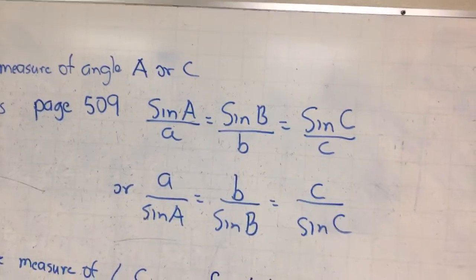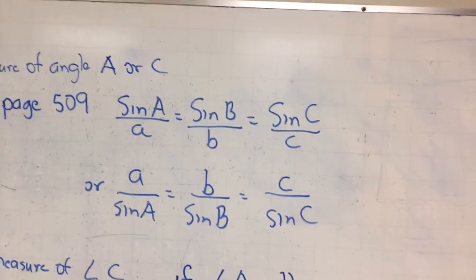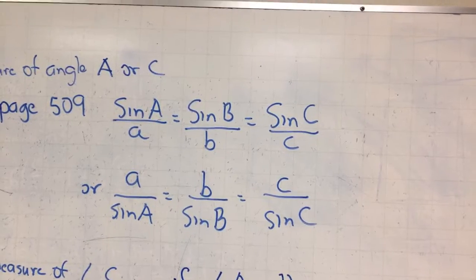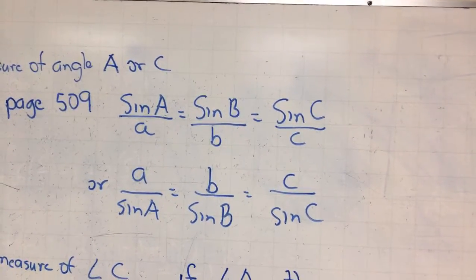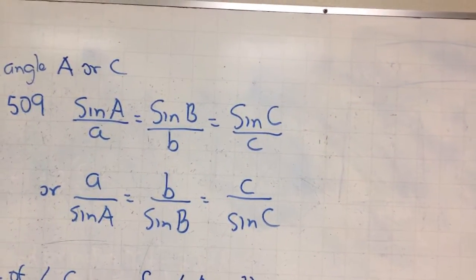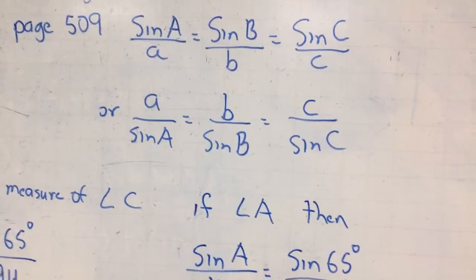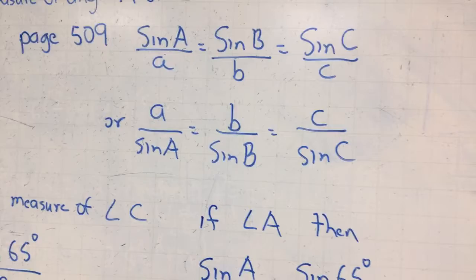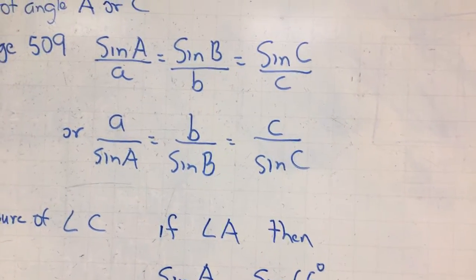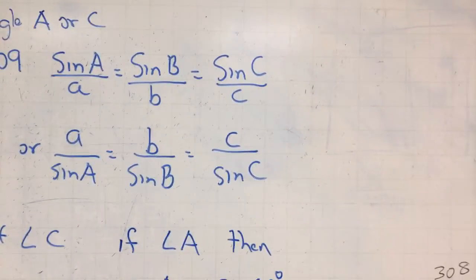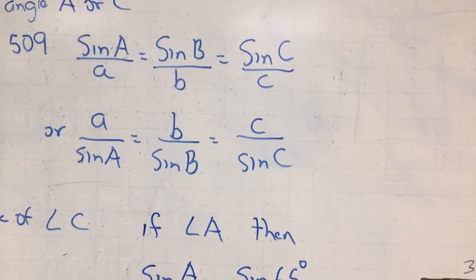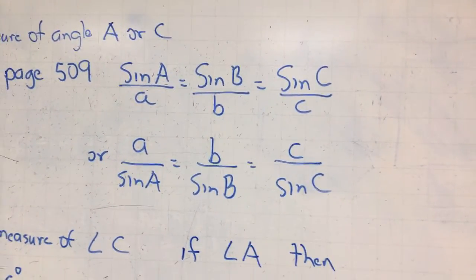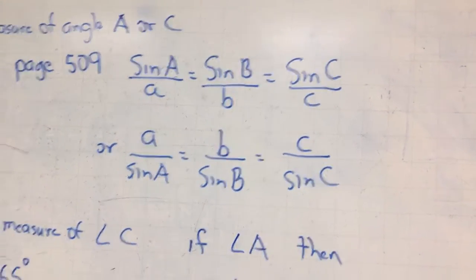Now, the law of sines looks something like this. The sine of angle A over the length of side A is equal to sine of angle B over the length of side B is equal to the sine of angle C over the length of side C. Or you can flip it all over and say that the length of side A over the sine of angle A is equal to the length of side B over the sine of angle B is equal to the length of side C over the sine of angle C, okay? Remember the ratios, you can do that. You can turn things over, okay?